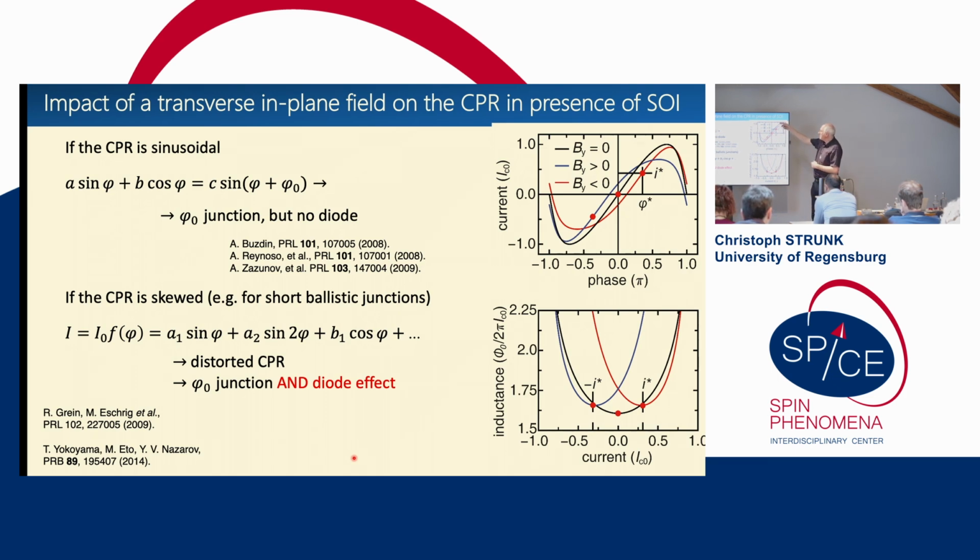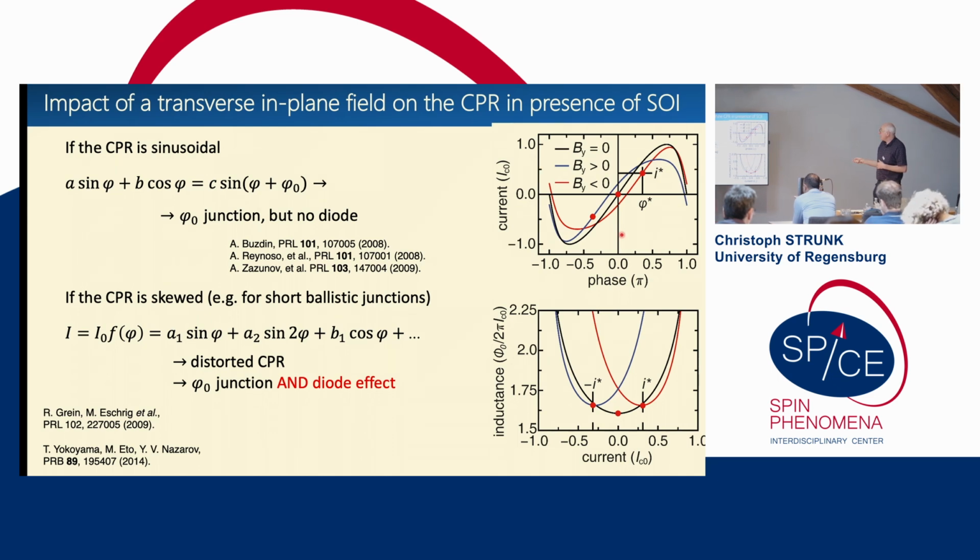And if the magnetic field is reversed, then also the magnitude of the two critical currents is reversed. So that describes the diode behavior, so that the maximum positive critical current is different from the negative critical current. That is the phenomenology that has been observed in many experiments.